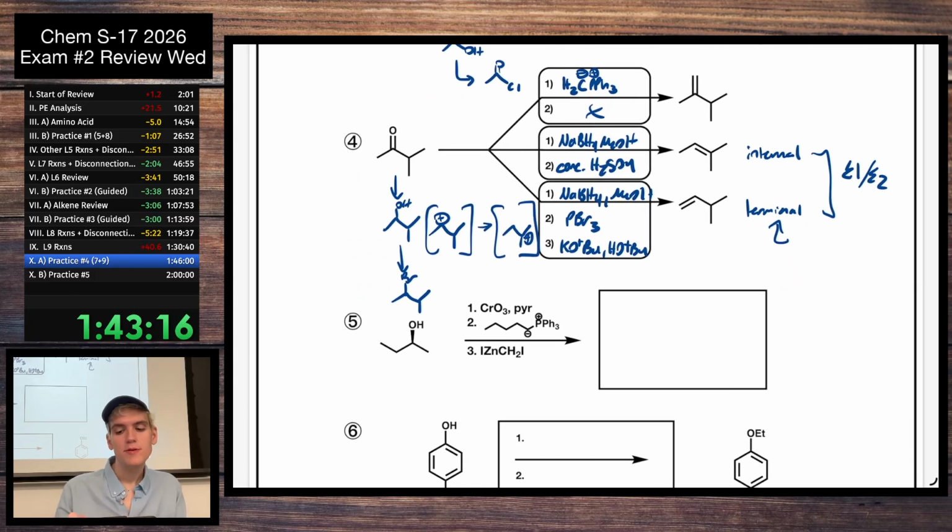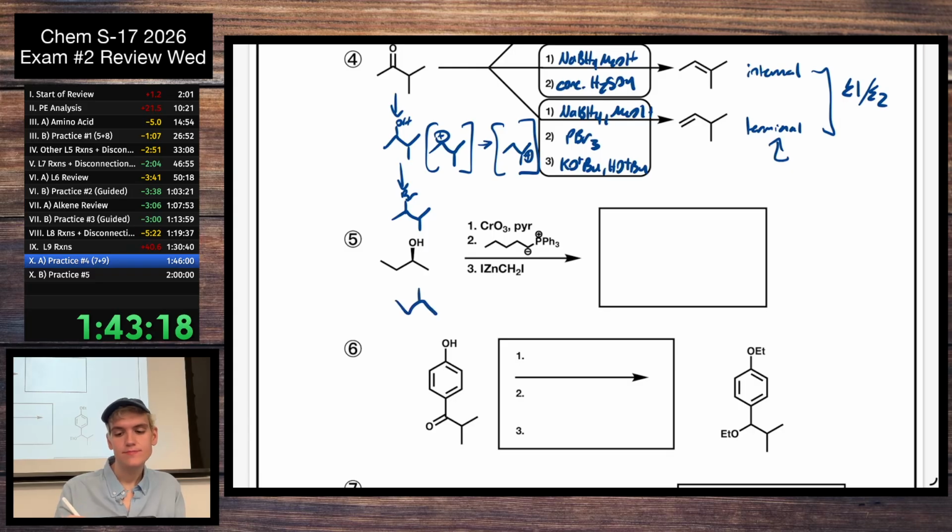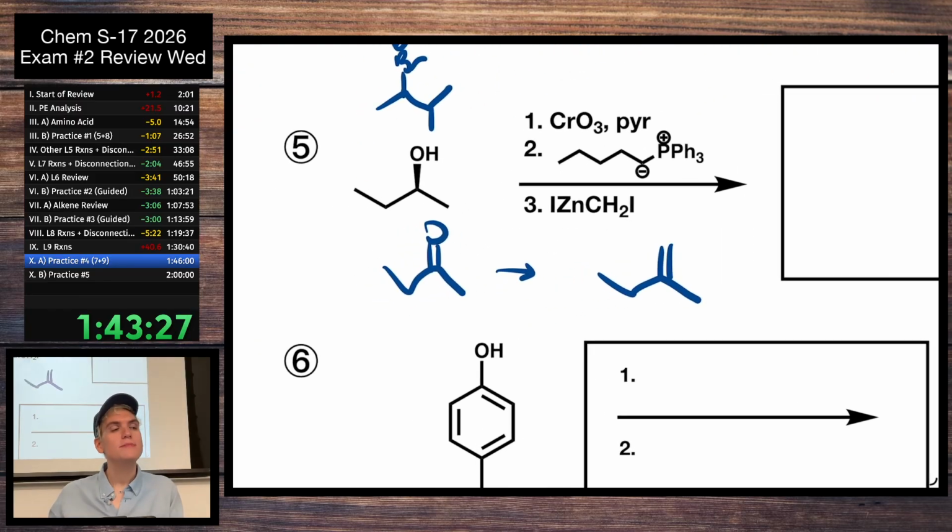Next one, chromium with pyridine, we oxidize to a ketone. Then we have an ylide here, so we're doing the Wittig reaction. The way I do it, the most common mistake with a Wittig is adding or subtracting carbons. So I always count 1, 2, 3, 4, 5 carbons here. And then your 1 is the carbon in the alkene up top. 1, 2, 3, 4, 5.